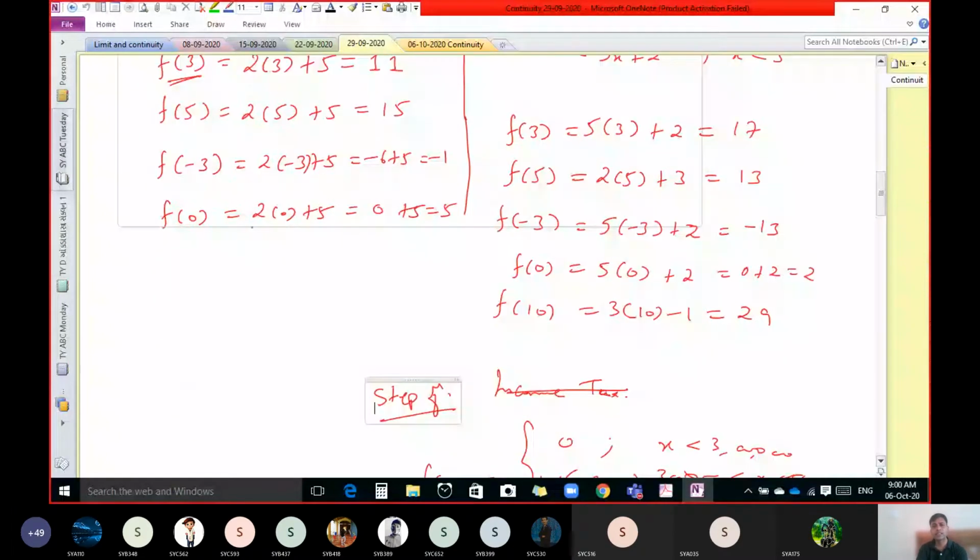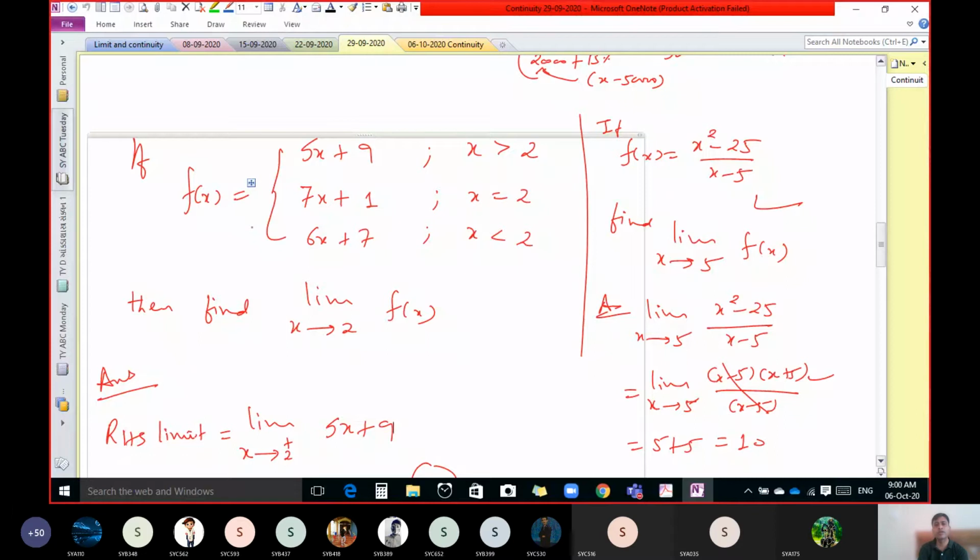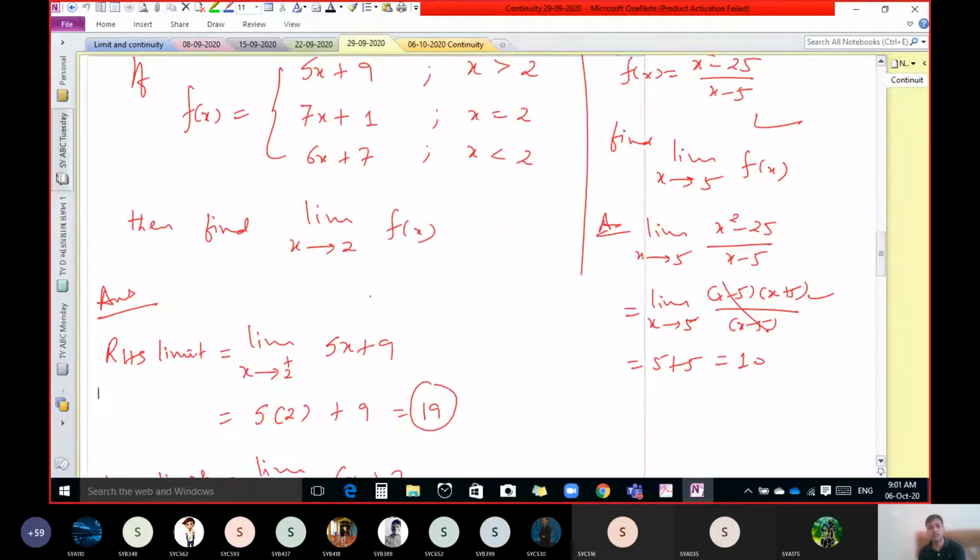Now let us discuss an example of a limit when we have a step function. This is a step function: f of x equals 5x plus 9 when x is more than 2, 7x plus 1 when x equals 2, and 6x plus 7 when x is less than 2. The question is to find the limit as x tends to 2 of f of x. Whenever there is a step function, to find the limit you have to find two limits: one is the left hand side limit and the other is the right hand side limit.